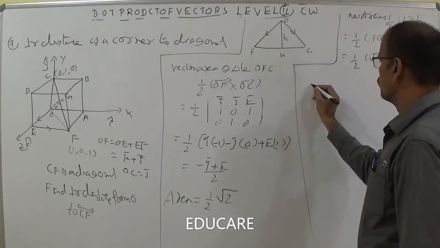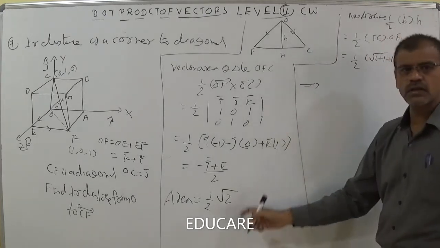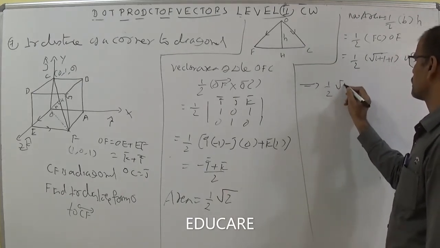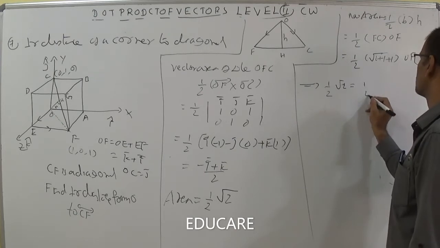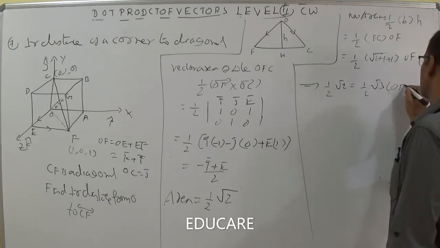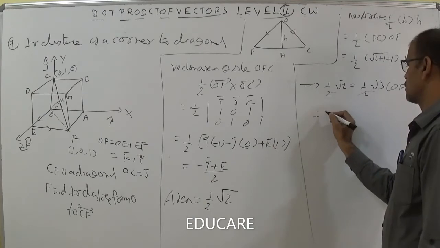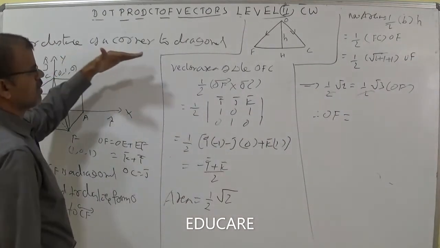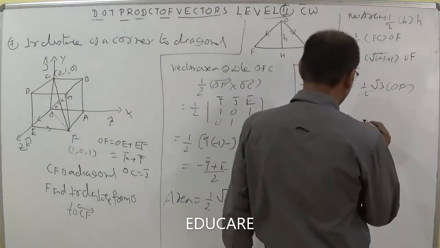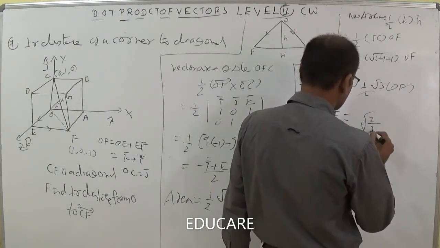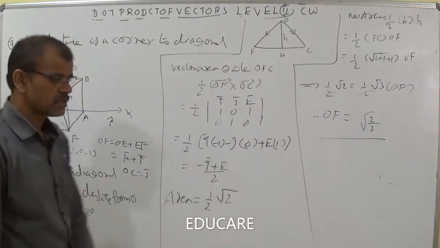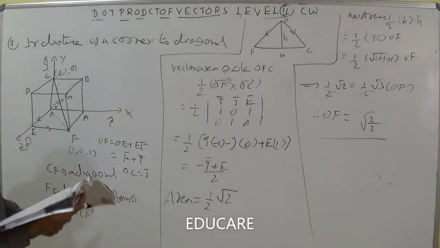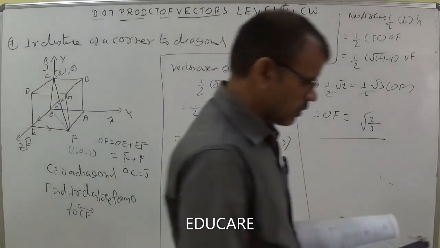That implies the vector area is equal to the original area. That implies 1 by 2 root 2 is equal to 1 by 2 into root 3 into OF. Here the 2 gets cancelled. Now OF is the perpendicular distance of a corner to the diagonal of a cube. You can write here OF is the value root 2 by 3. It is an important conceptual question. First option. Next, let us discuss the 8th question.